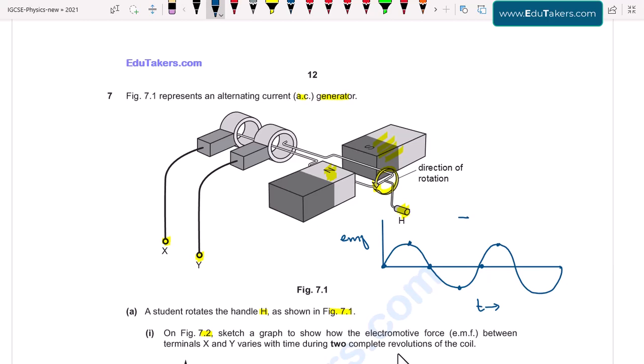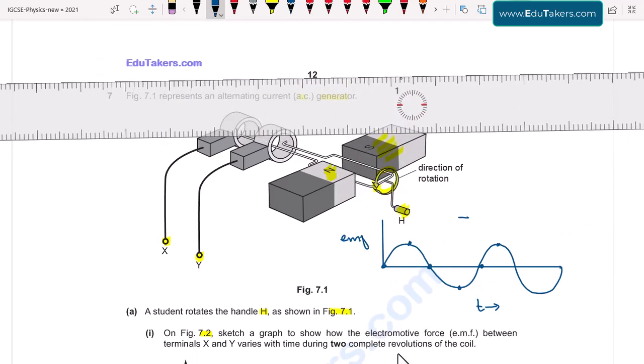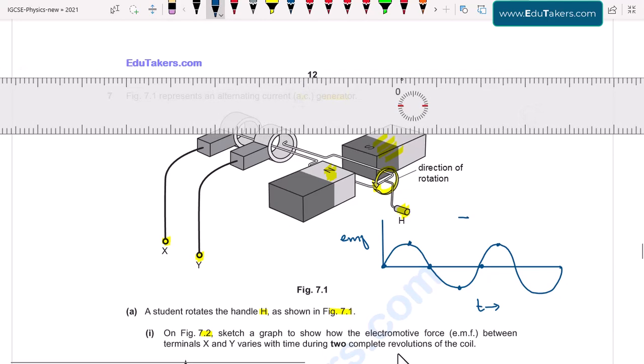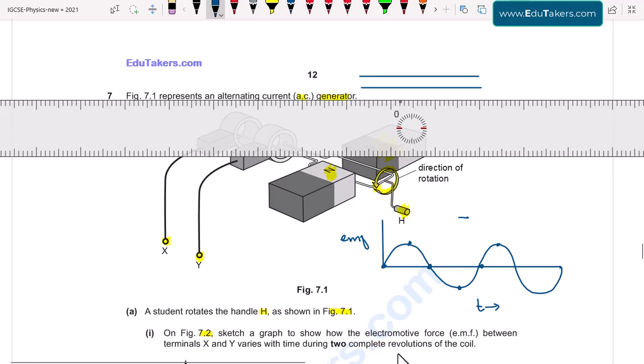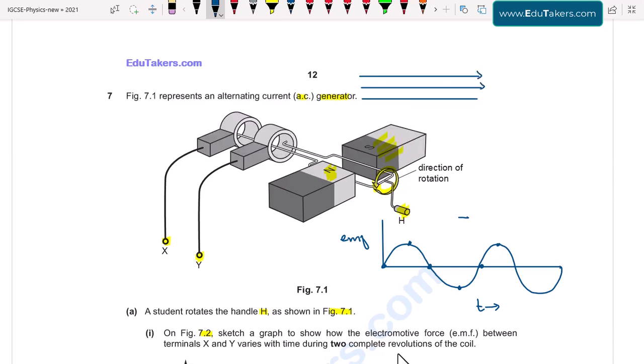So first of all, I consider that the magnetic field is in this direction. It is the horizontal direction of the magnetic field. And I consider that the coil is placed vertically. Now when this coil rotates, it will rotate in this direction. So when it rotates, there will be no cutting of magnetic lines of force. If I place this coil in the magnetic field, it will be just like this, and when it rotates, there will be no cutting of magnetic field lines.